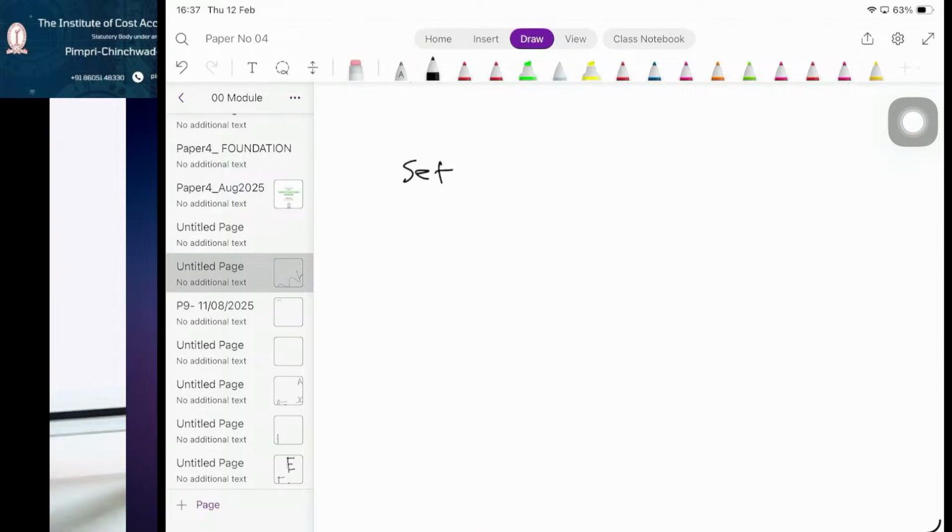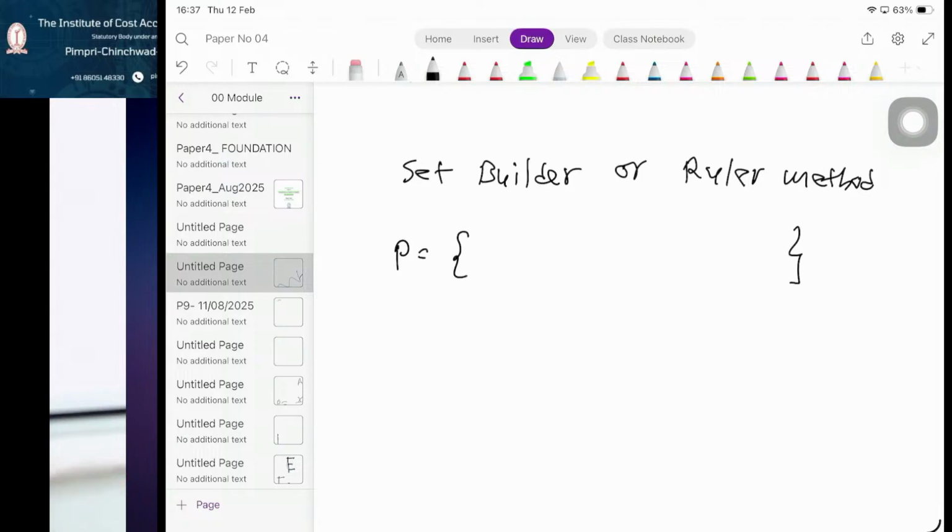Another is set builder or rule method of defining the set. For example, P is equal to... a set is always defined in opening and closing curly braces. This is called parenthesis. This is called square bracket. And this is called opening curly brace, closing curly brace.